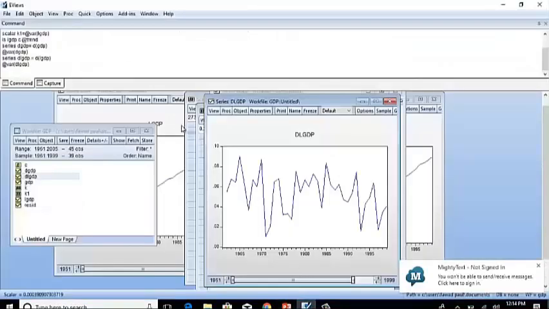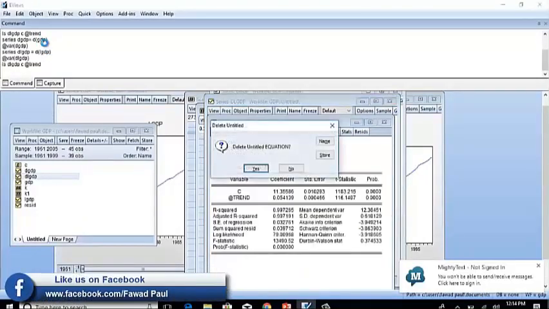In order to check whether there is a trend or not, it's a very simple procedure, as we did before. Just write ls D(LGDP) c @trend and check the trend.